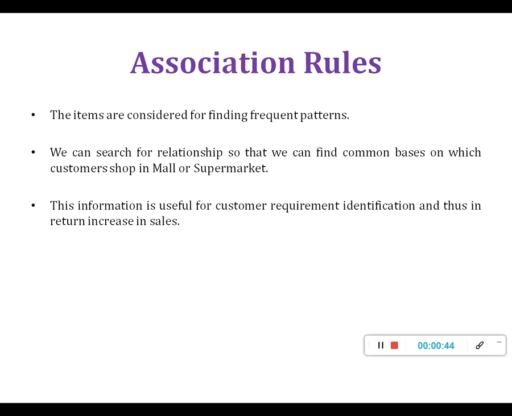The association rules introduction says that the items are considered for finding frequent patterns. We have already found frequent patterns whenever we calculated the frequent item sets. Now if we find the different patterns, we can search for relationships, so that we can find the common basis on which customers shop in a mall or a supermarket. With that, regarding shopping, we have also seen the topic of market basket analysis.